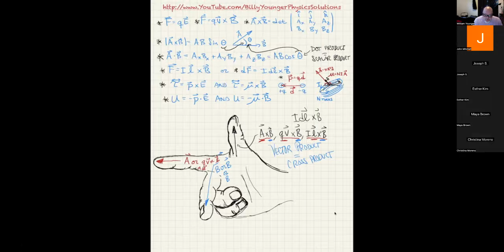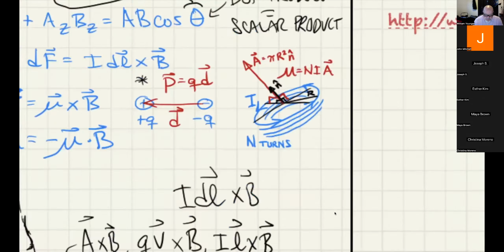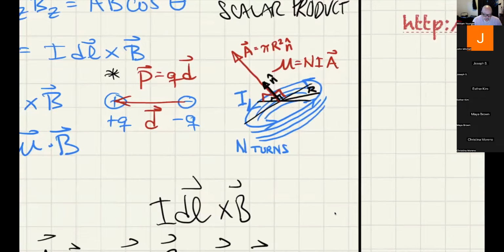Well, there also happens to be a magnetic dipole moment, and I made it so small it's not very easy to see, but what I'm trying to draw there is a circular loop of current carrying a current I. So you see the little arrows? They're suggesting the direction that the current is going.